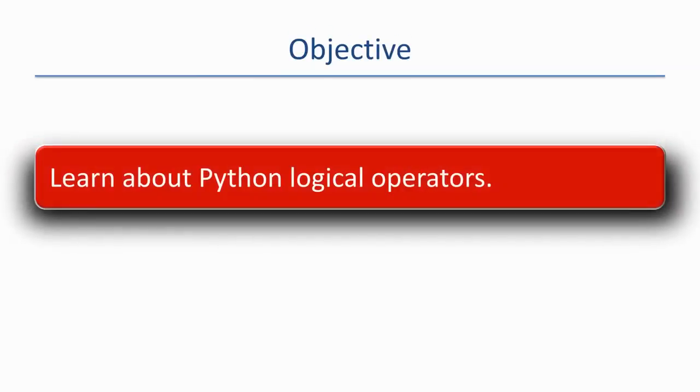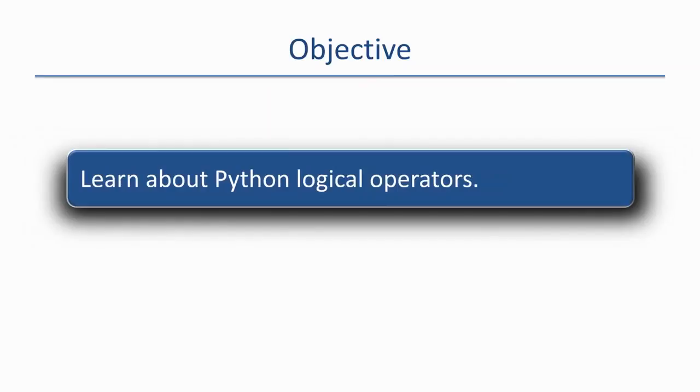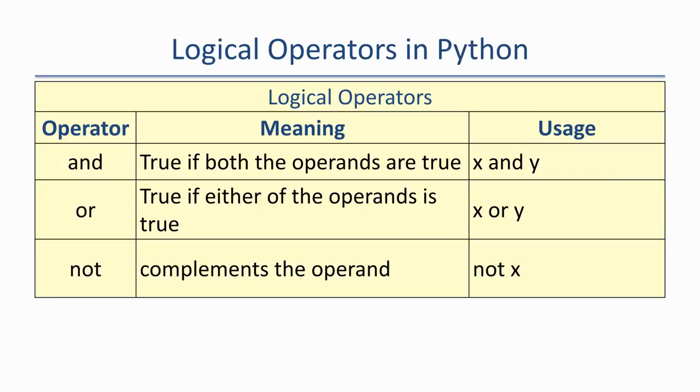The objective of this lesson is to learn about the Python logical operators. Here's the table for the Python logical operators, and as you can see, there are three operators in this set. They are called AND, OR, and NOT. The meaning of these operators are exactly as we use them in English language.